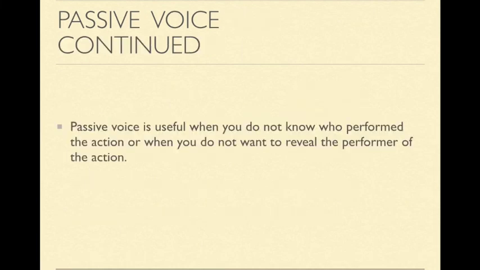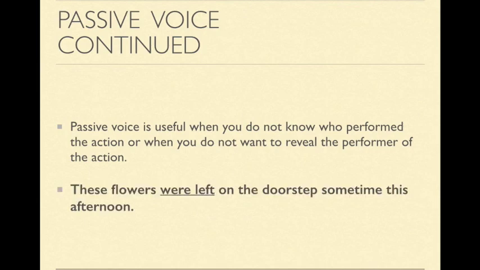Passive voice is useful when you do not know who performed the action or when you don't want to reveal the performer of the action. These flowers were left on the doorstep sometime this afternoon. The action is were left. The actor? It is unknown, but this is a complete sentence.